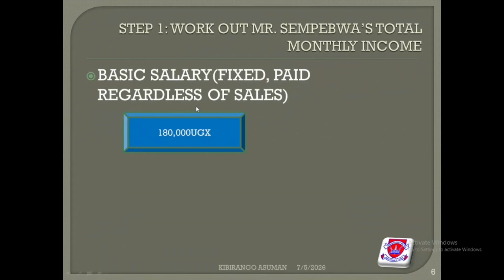Step 1 is that we are going to work out Mr. Sempebwa's total monthly income. How much did he earn? First of all, you have the basic salary. This is the salary which he receives no matter how many bags of cement he sells. It is fixed, an amount which does not change, regardless of any sales, so it remains constant.